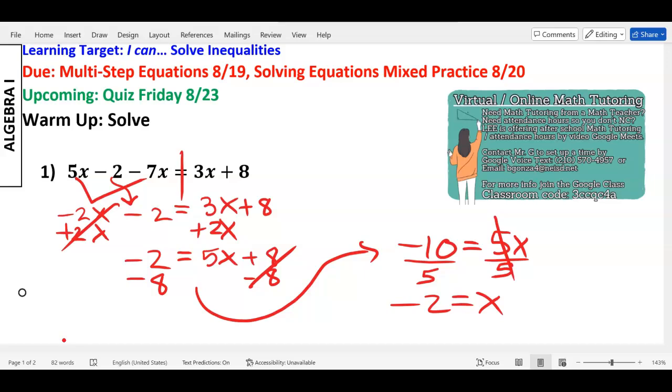Okay. Now, everything we've learned so far for solving equations, we're going to use it on solving inequalities. It's going to be very similar. There's just going to be a few things we need to know. So let me pass this out.